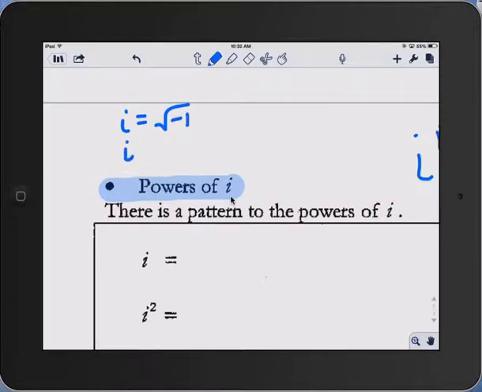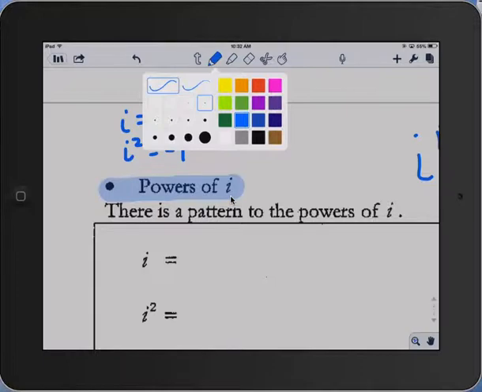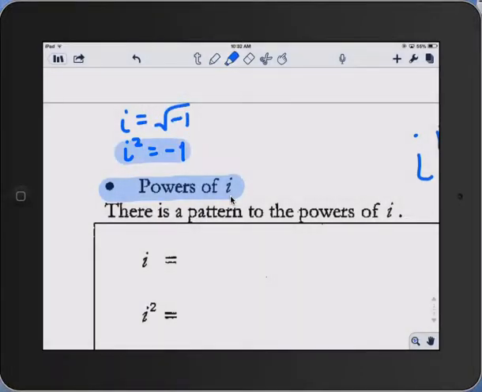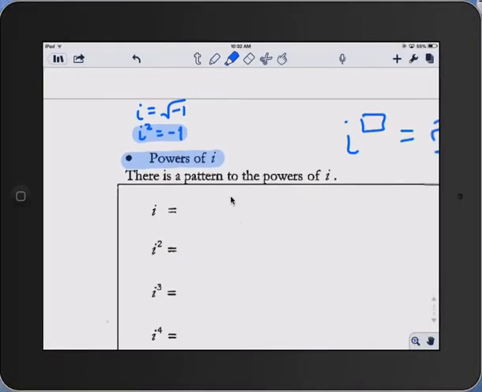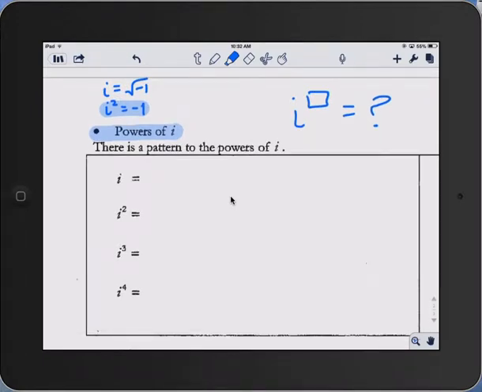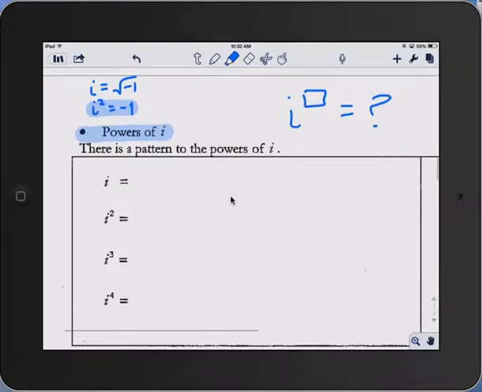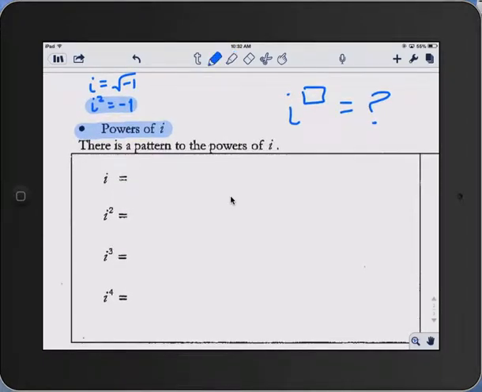But if you square both sides, i squared would equal -1. And that's the one that we're going to be using quite a bit. So i squared equal to -1 will help us get rid of some of those i's. You never want to leave i squared in an answer. You always want to turn it into -1. Okay, so we're going to try to figure out how the pattern works.